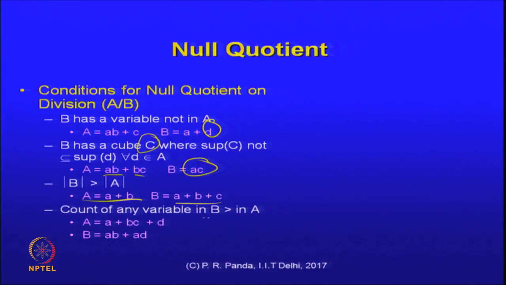So, the count of a variable in B, if that is greater than in A. What is the meaning here? There are two A's here, but there is only one A in this. So, yeah, many such rules could be there.